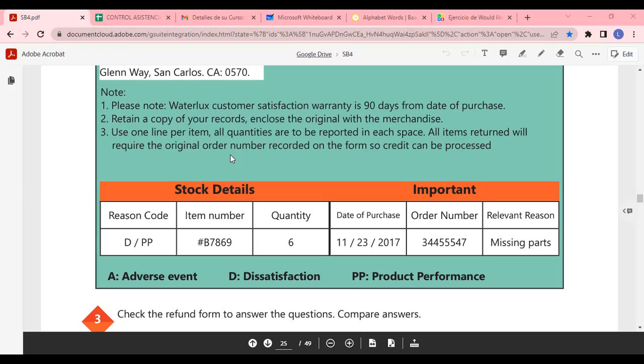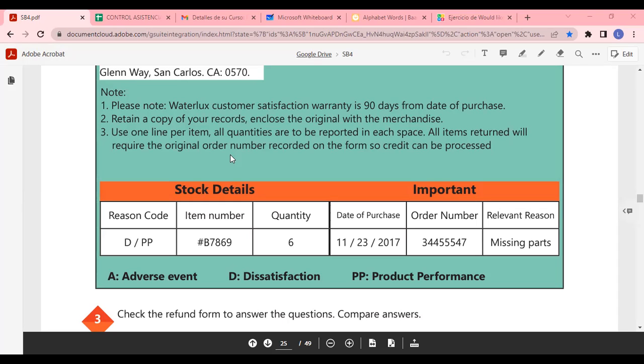Ahí tenemos, este sería básicamente el formulario de devolución. Thank you, mister. Y lo primero que se ve, si hay stock, es que hay en... what would be the word? Stock, hábil o disponible, okay? El inventario. En inventario, thank you.